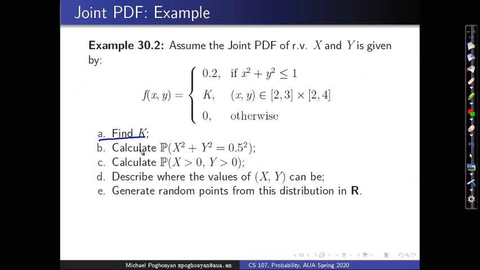So we have solved this. Calculate the probability that x squared plus y squared is equal to 0.5 squared. So even I'm not looking at the graph of this because I have joint PDF, so my random variables are continuous.